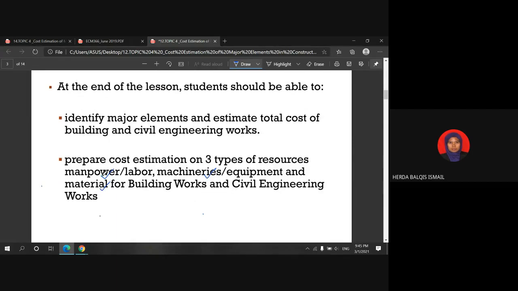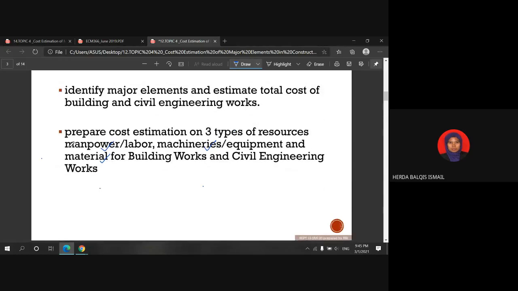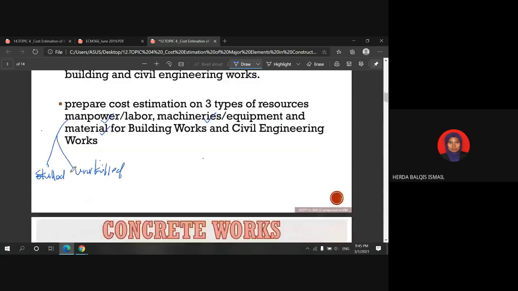When we talk about resources, manpower can be classified into two categories, which are skilled labor and unskilled labor. So, in terms of costing, the salary between these two categories of workers is different depending on their ability. In general, the salary of a skilled labor is normally higher compared to unskilled labor.